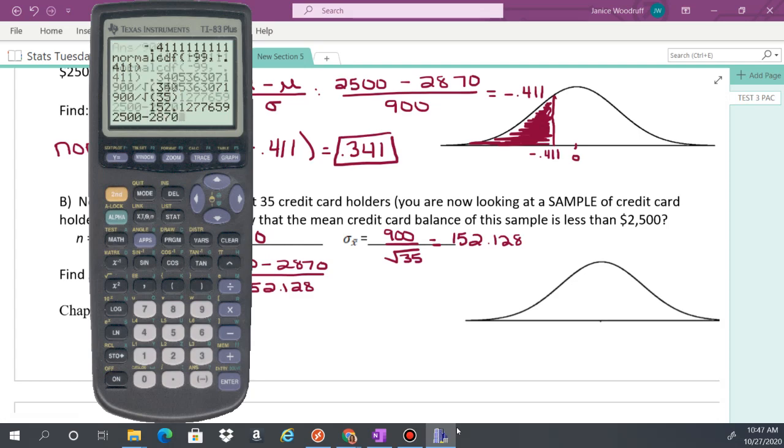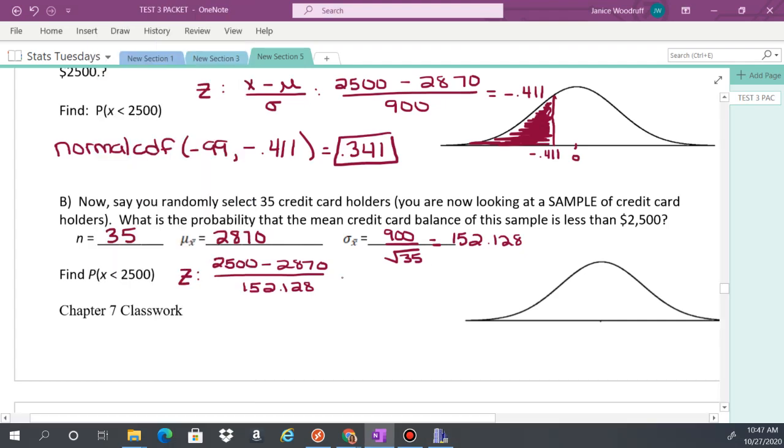So 2,500 minus 2,870 divided by 152.128 gives us a negative 2.432. So then we graph this. Negative 2.432 is going to be way over here. So that's going to dramatically change our answer here.